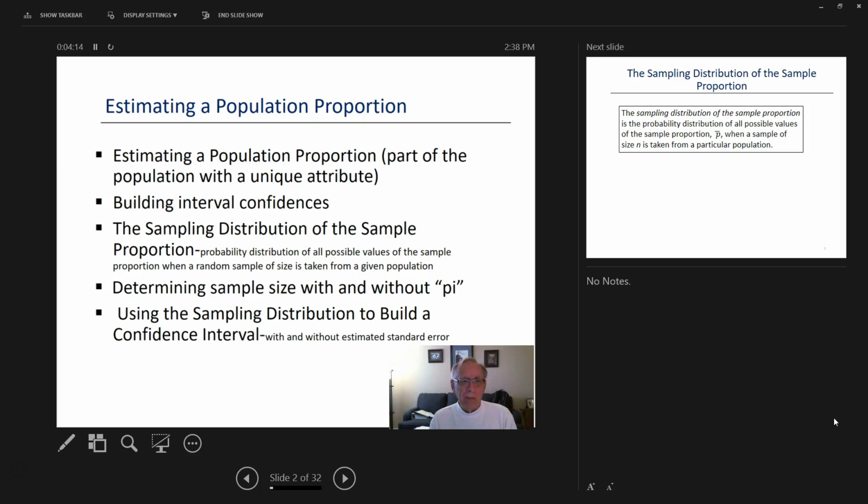We're going to learn a little bit more about pi. Using the sampling distribution to build a confidence level, again, with and without a standard error rate. Sometimes an acceptable error rate can be looked at, and that becomes a part of the confidence interval that we're going to be looking at.